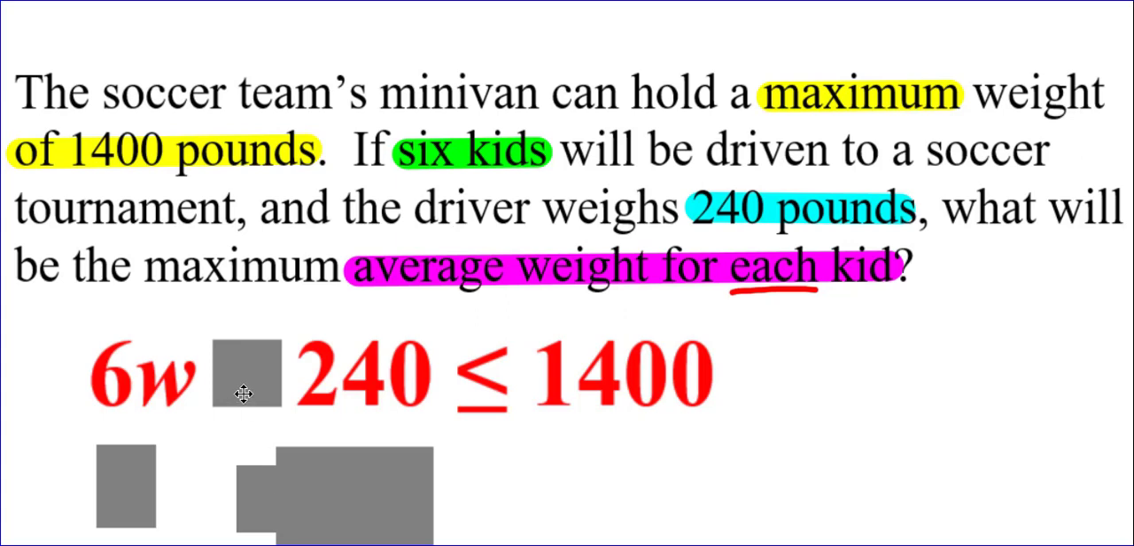Now we just got to figure out what's going to go between the 6W and the 240. Since the 1,400 is the total maximum weight that the minivan can hold, you need to think in your head, how do we get totals? Well, in real life, if we were finding the total weight that the van's going to hold, we would take the weight of all the kids, add it to the weight of the driver, and that would give us the total weight that we happen to have. And that's why we're going to be adding in between the 6W and the 240.